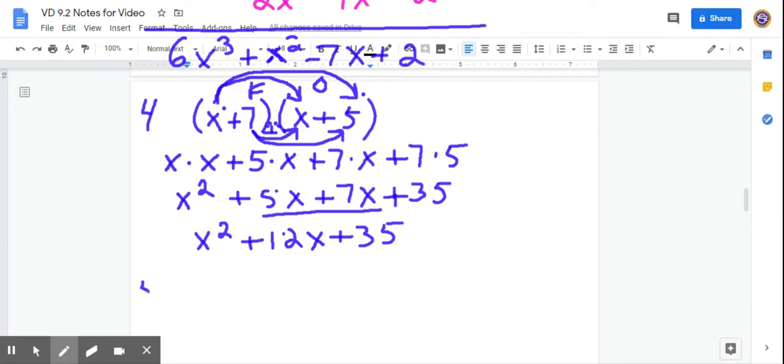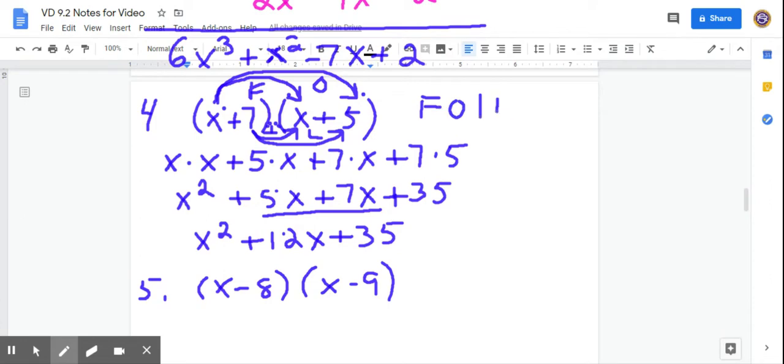Number 5. Number 5 is x minus 8 times x minus 9. So again, here we have some negatives, so you have to be careful when you're doing this. I forgot to put L up here for last. First, outer, inner, last. FOIL. And basically, like I said, it's just distributing.